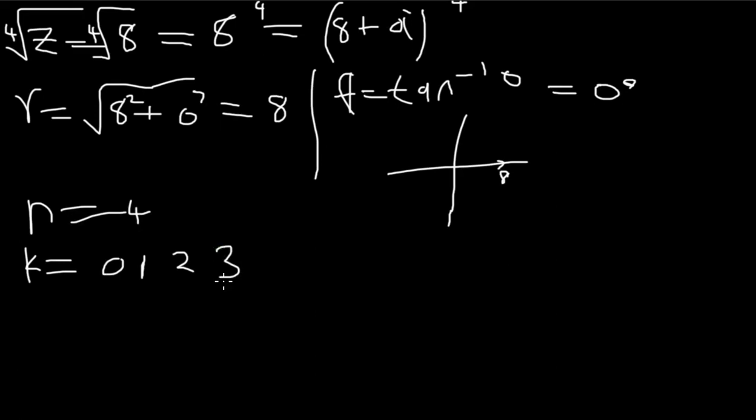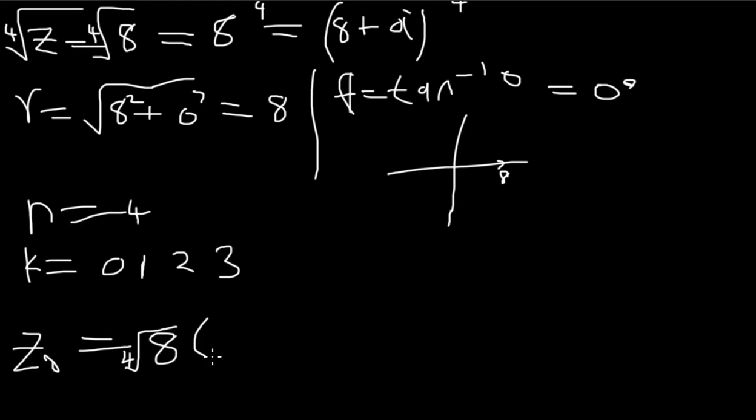So 0, 1, 2, 3 are the values of n that we are going to have. And then we move on. So the first, z0, will just be equal to our magnitude there, which is 8, to the power 1 over 4, which is the fourth root of 8.